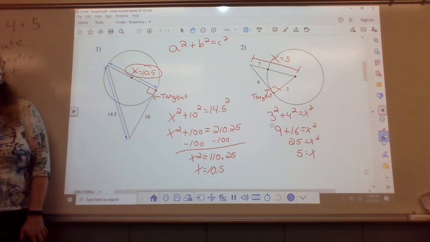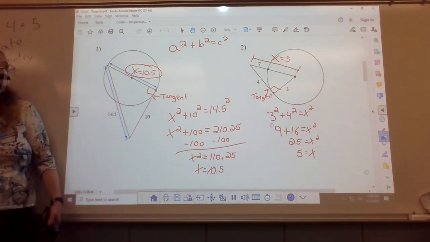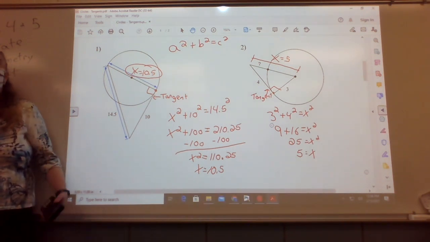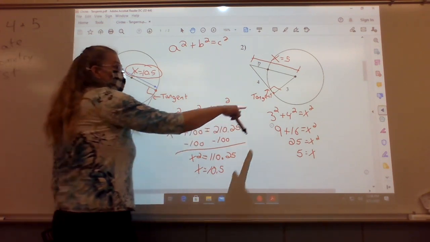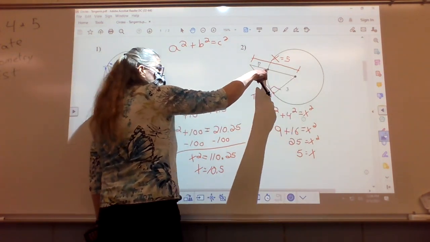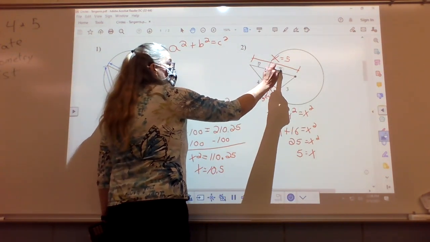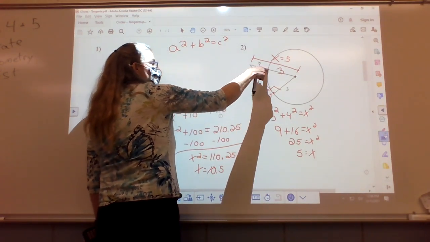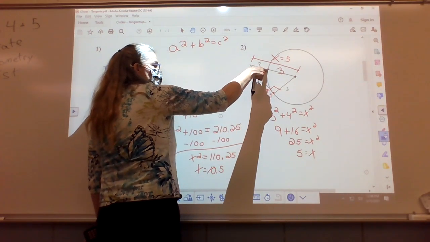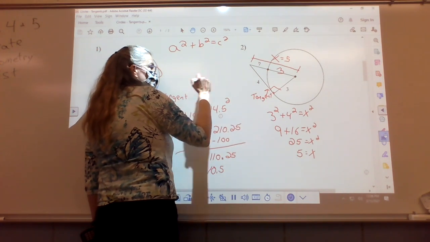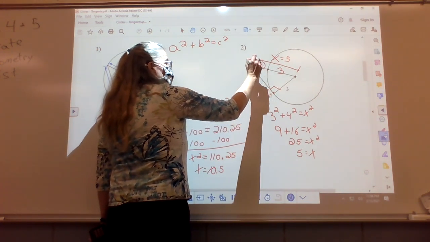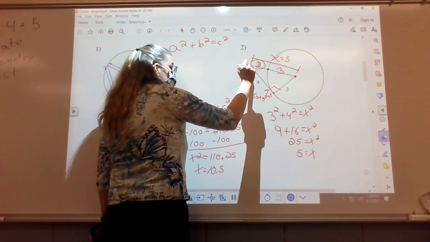Wouldn't it be 3? Because once I know one of the radii is 3, I know all of the radii are 3. So this radius is 3, this radius is 3. So this is 3. What's left for this little guy? 2. That's my final answer. So that's the one I'm going to circle.